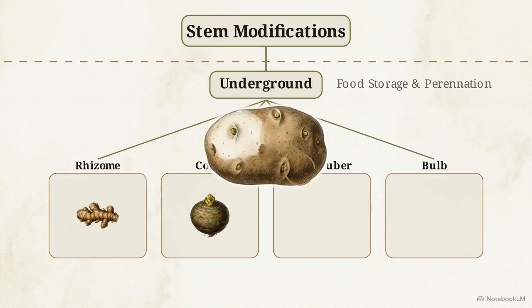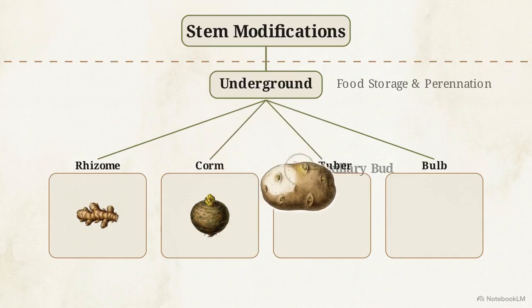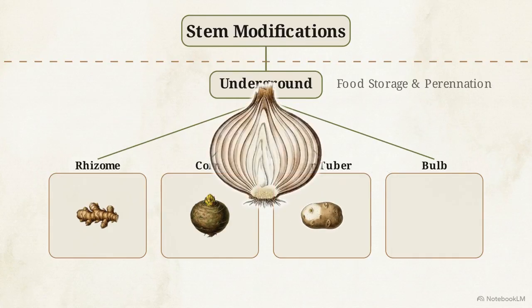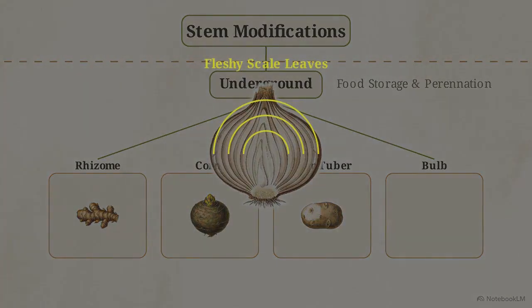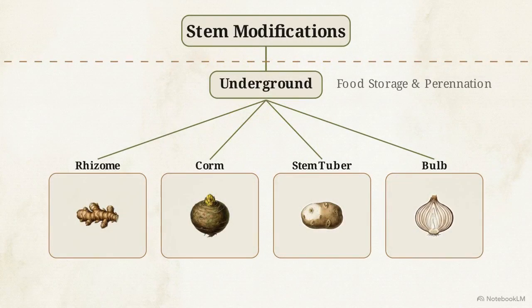Next is the stem tuber, with the potato being the most common example. If we look closely at an eye of the potato, we find an axillary bud tucked inside a nodal depression. Finally, there is the bulb. In this sliced onion, the layers we eat are actually fleshy scale leaves. The true stem is limited to the tiny, highly condensed disc at the very base of the plant.